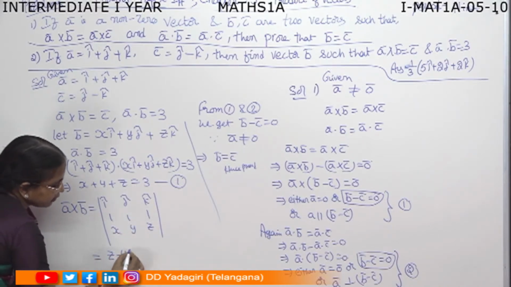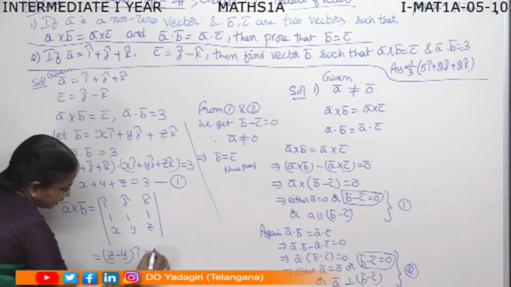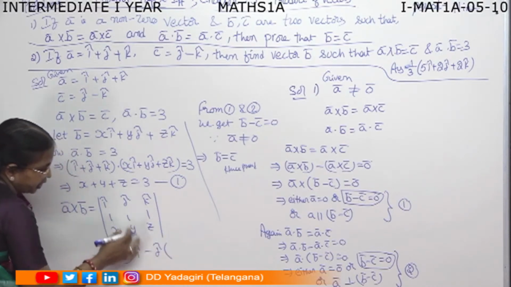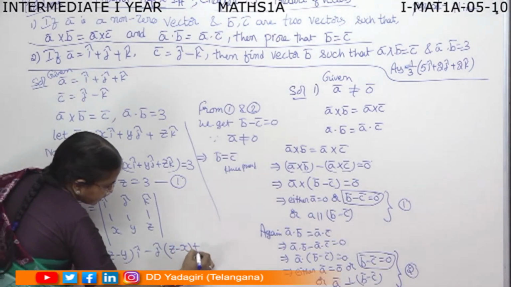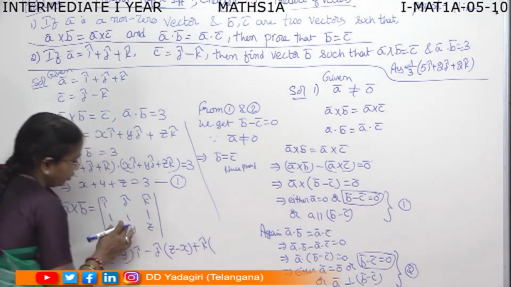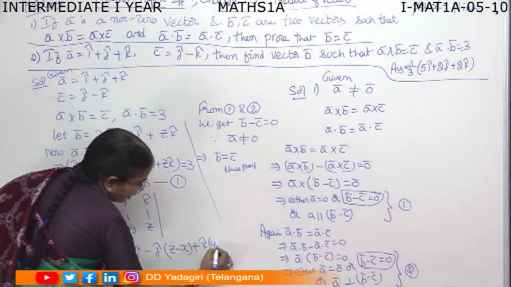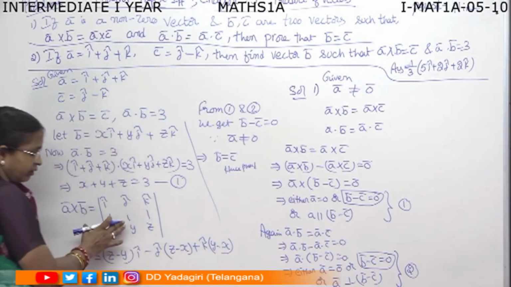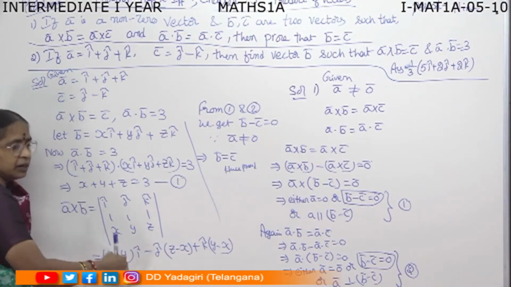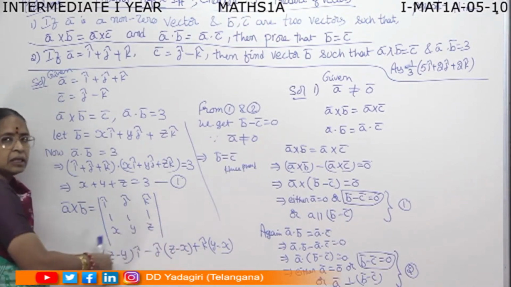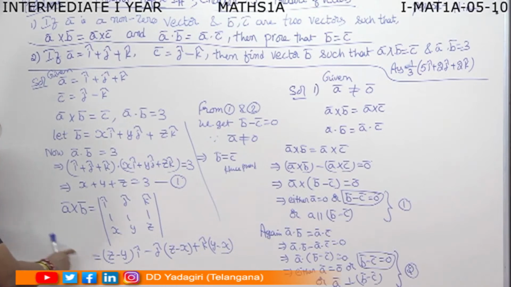minus j into (z minus x) plus k into (y minus x). So if you have learned the method, you can directly write the determinant. You need not write the determinant of a 2 by 2 matrix like that and then find the value. So you got it like this.